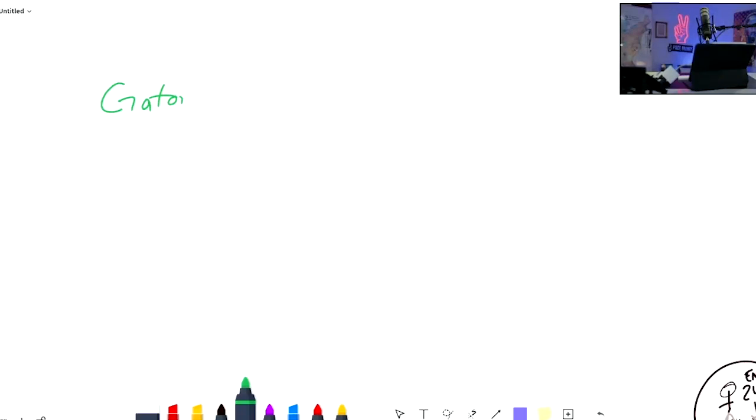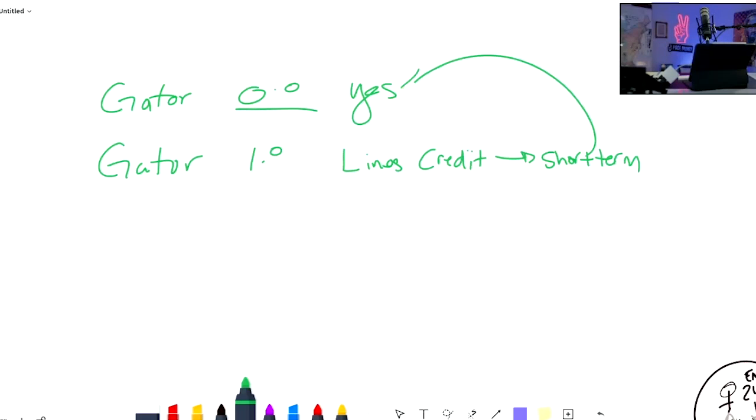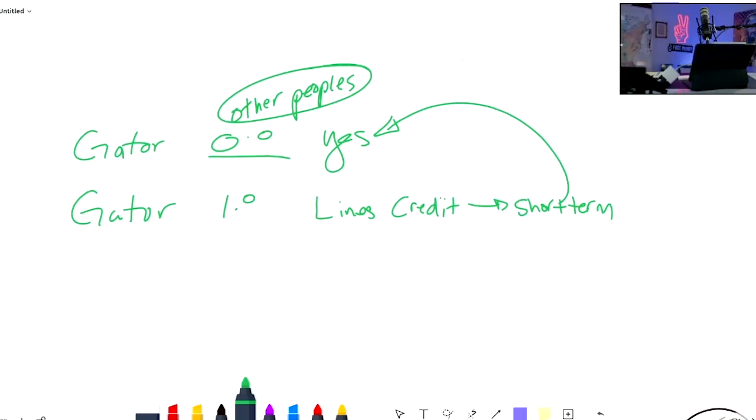Did we already cover what Gator 0 is today? Yes, we covered that today. We covered that pretty in depth. Gator 1 is where you are going and getting your own lines of credit. You're doing the same thing, but you're not using other people. Gator 0 is other people's money. This allows you as a newer Gator to get into Gator without having to worry about getting lines of credit.